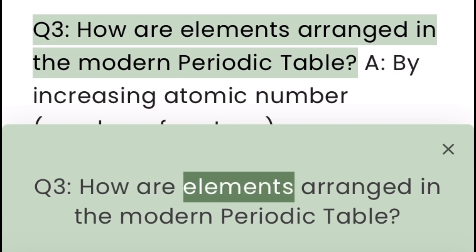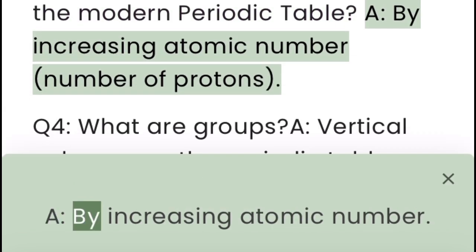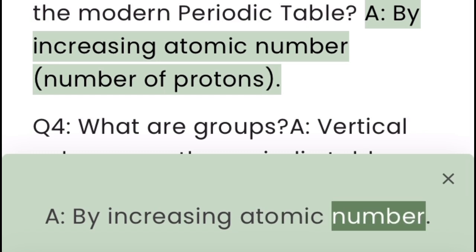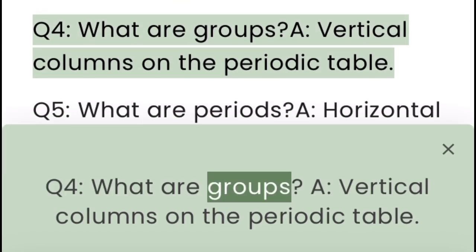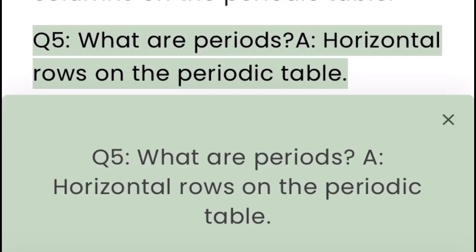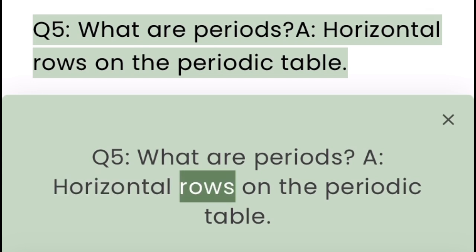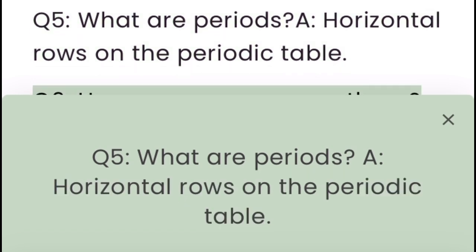Q3. How are elements arranged in the modern periodic table? A. By increasing atomic number. Q4. What are groups? A. Vertical columns on the periodic table. Q5. What are periods? A. Horizontal rows on the periodic table.